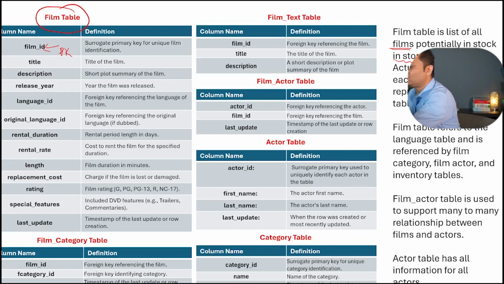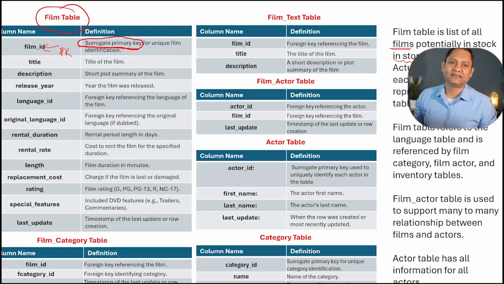Now see here this word surrogate primary key. What does the word surrogate primary key mean? Surrogate means it's artificially created. So it's an integer created using an algorithm so that it generates a unique value for every transaction or for every record. By film ID, we can uniquely identify any movie.